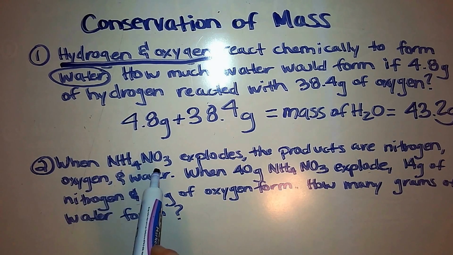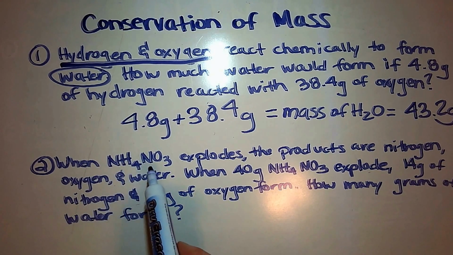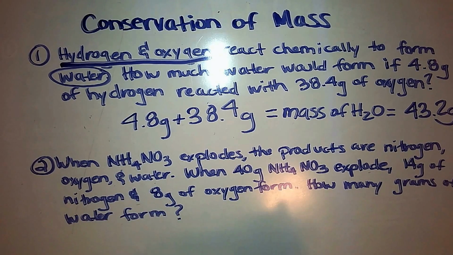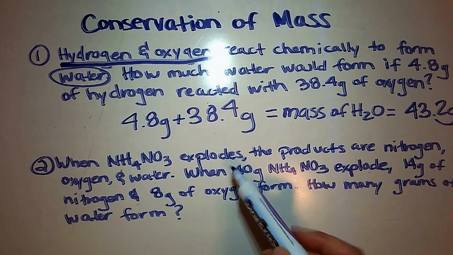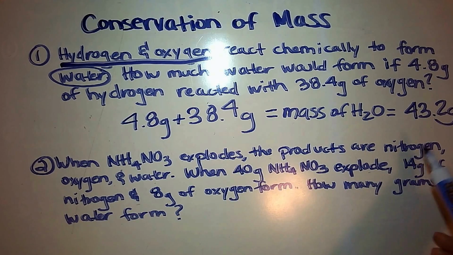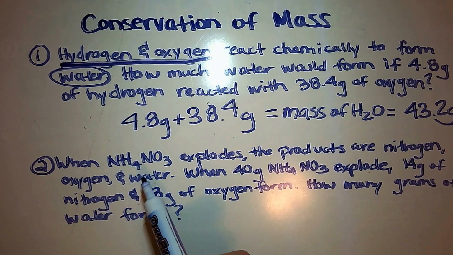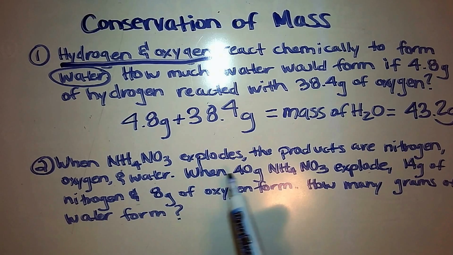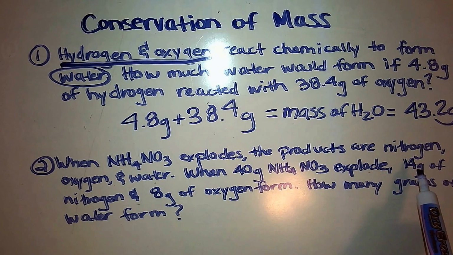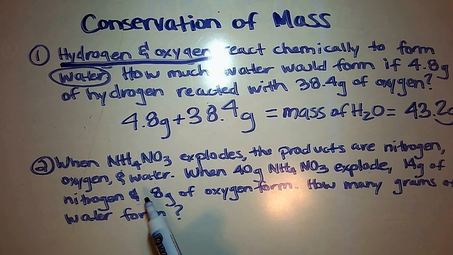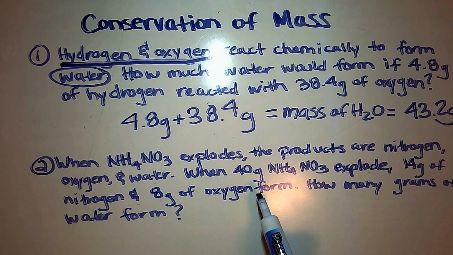When ammonium nitrate, or NH4NO3, don't worry, we'll learn how to name them later. So when ammonium nitrate explodes, the products are nitrogen, oxygen, and water. When 40 grams of ammonium nitrate explode, 14 grams of nitrogen and 8 grams of oxygen form. So how many grams of water form?